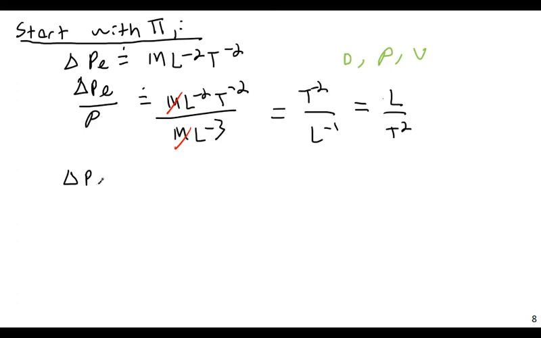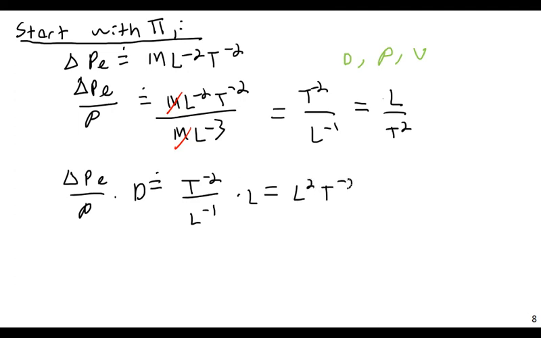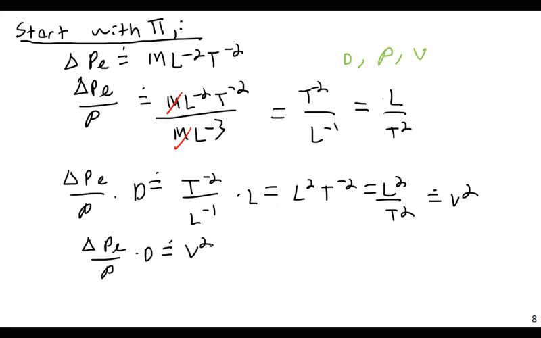Delta PL over rho times diameter. What would I have for units then? Well, if I kept that t to the negative 2 over L to the negative 1, and then multiplied by L, now I would have L squared times t to the negative 2. Oh, look what that is. That's equal to L squared over t squared, or that has the same units as velocity squared. So I know then that delta PL over rho times diameter has the same units as velocity squared.